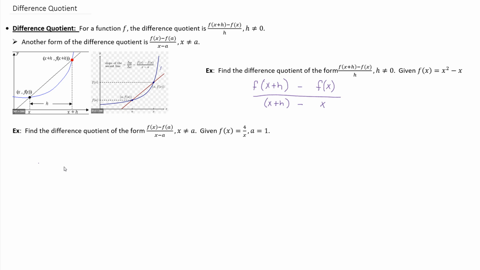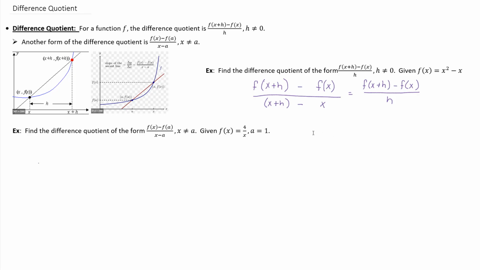So if we simplify that down, in the numerator we have f of x plus h minus f of x, all over, the x's will cancel in the denominator and you're left only with h. And so that is your difference quotient.